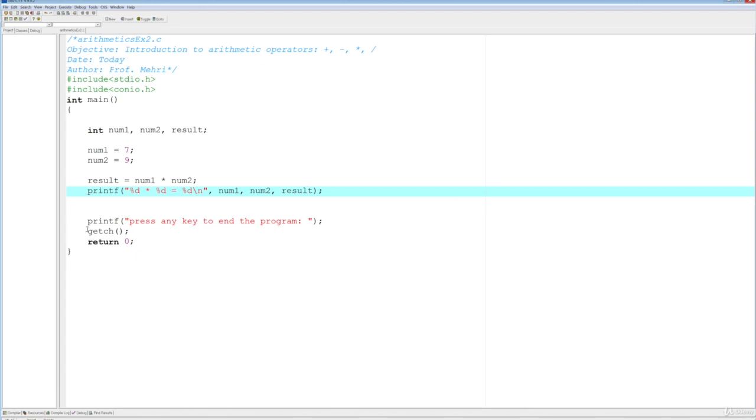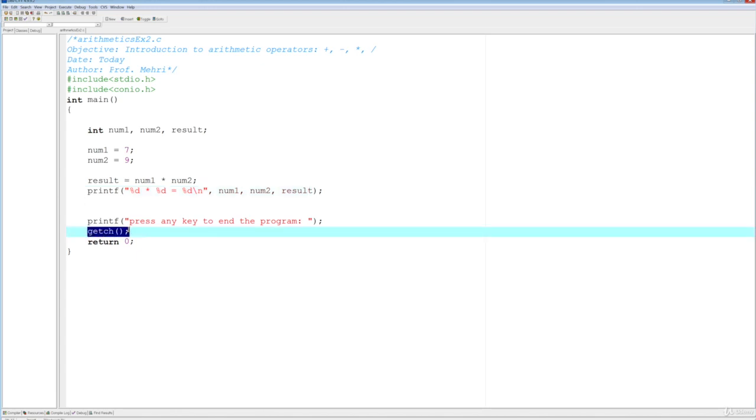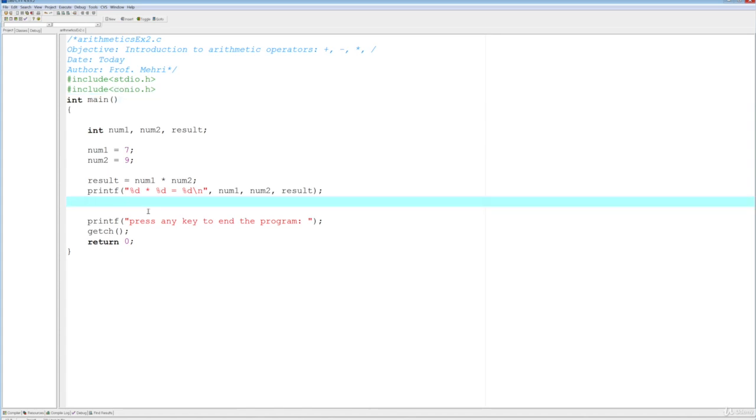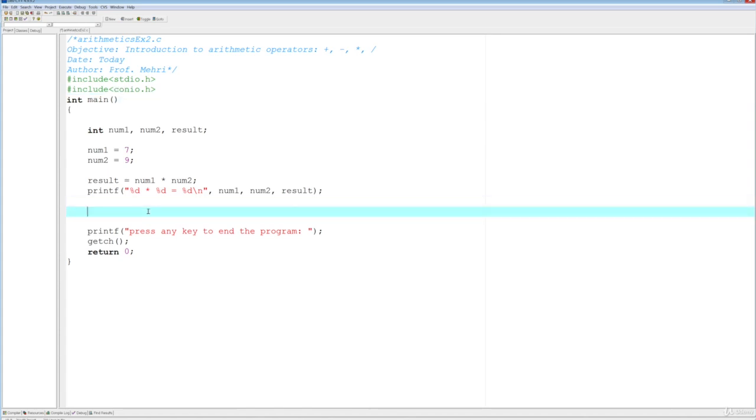Right. Our press any key to continue is done with getch function that is defined in this library file. Okay, so I've done this instead of system pause, just in case you're on a different platform. Okay, well, let's do a division. Let's do an integer division.